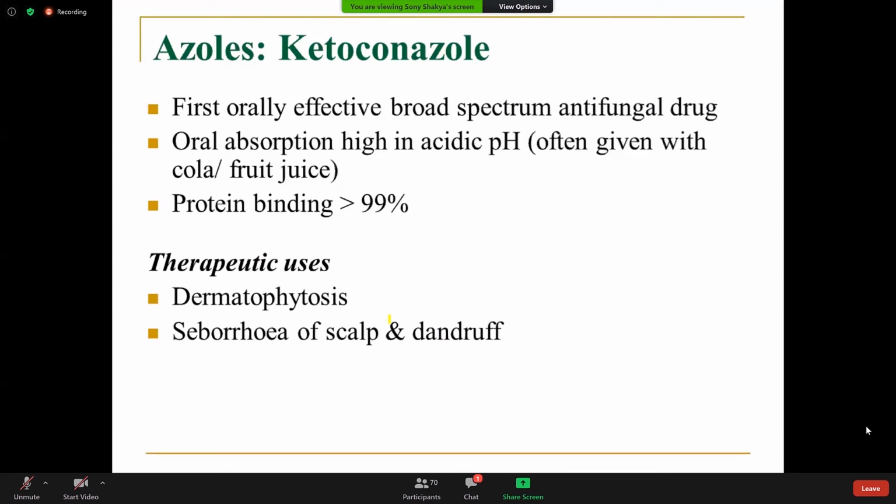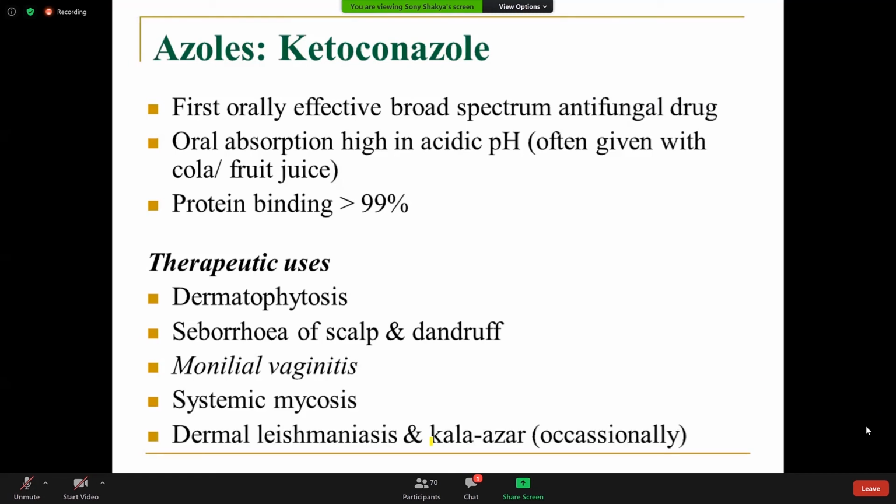So you might have seen some people who suffer from lots of scaling in the scalp, like dandruff, with flakes coming out. They definitely need treatment, and that is a fungal infection, due to poor hygiene and many more reasons. So in seborrhea of scalp and in dandruff, ketoconazole is used. Remember, this is peculiar to it, don't forget it. And in monilial vaginitis and systemic mycosis, it is useful. Also in dermal leishmaniasis and Kala-Azar, occasionally ketoconazole is used.